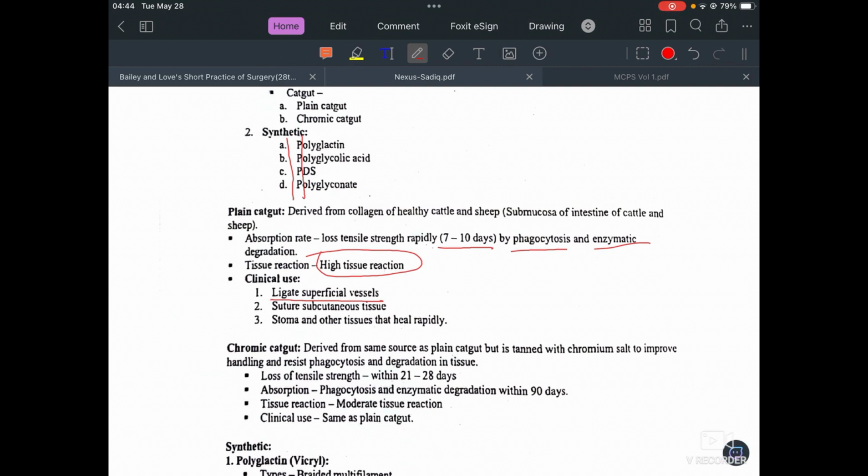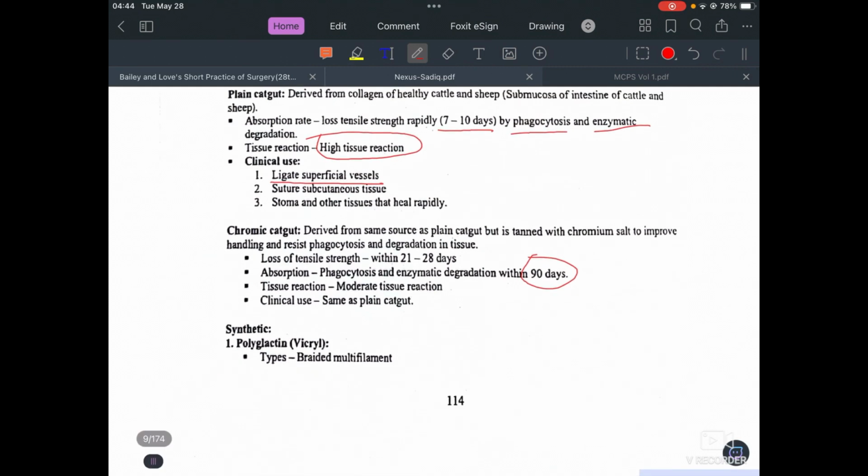Chromic catgut derived from the same source as plain catgut but tanned with a chromium salt to improve the handling and resist phagocytosis and degradation in tissue. Loss of tensile strength from the 7th to 10th days, it comes to the 21 to 28 days. Absorption, phagocytosis, and enzymatic degradation within 90 days. The tissue reaction, moderate tissue reaction, clinical use same as plain catgut. The synthetic there is polyglactin.